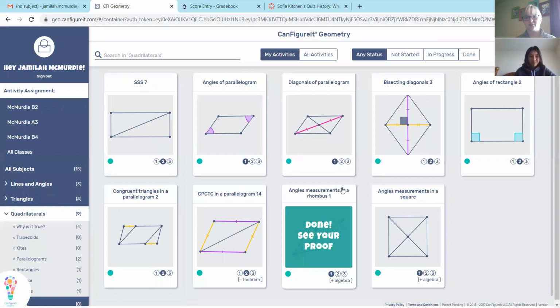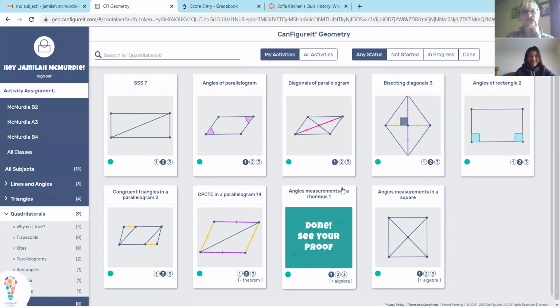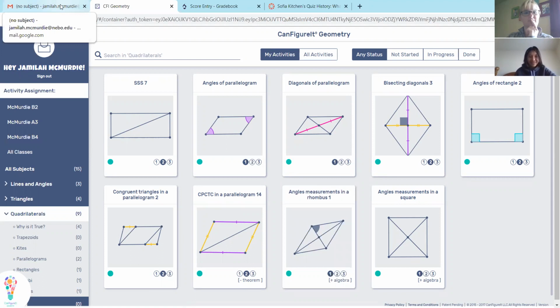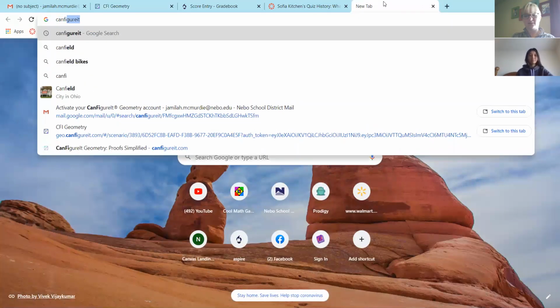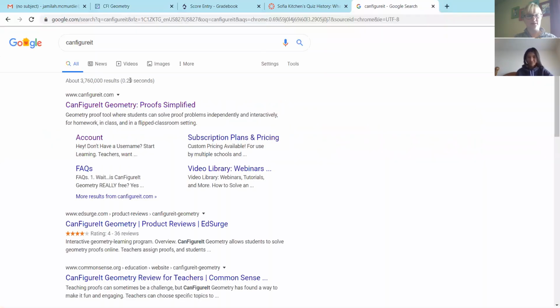Oh, I already did all of these. Okay, hold on. Let me see if I can remember. I made myself another login. Let me see if I can.